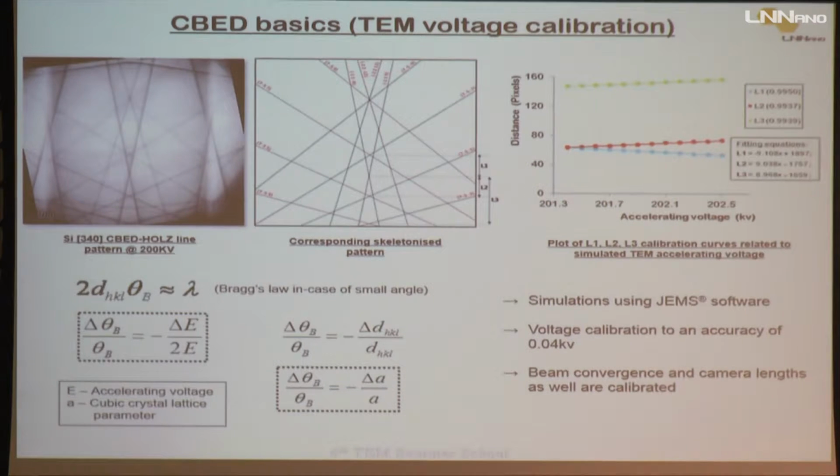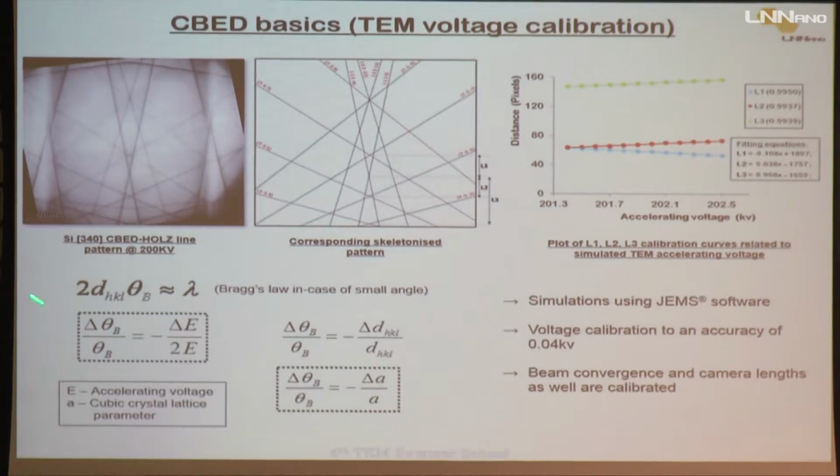So the next basic application of CBED is understanding the voltage determination. In the case of small angles, Bragg's law can be written as 2dθ_B ≈ λ, where λ is the wavelength of the electron beam. If you differentiate this equation with respect to λ and θ_B, we get this form, that is, the change in Bragg angle is directly dependent upon the change in accelerating voltage.